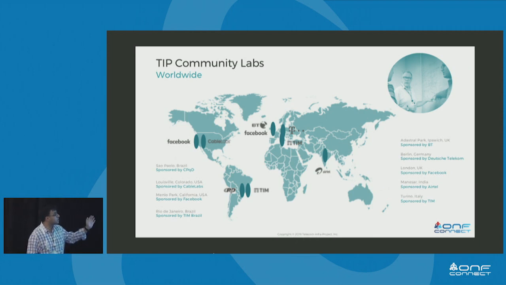In terms of the community labs themselves, I used the term diverse and global before, but this is a slide that really explains what I mean by that. We have labs that started in North America. So we had a lab that was started by Facebook in Menlo Park. CableLabs has a lab facility that they've established in Colorado. In the Latin America region, we have CPQD and TIM Brazil having TIP community labs. If you look at Europe, clearly Deutsche Telekom is a key partner. We had British Telecom set up labs. We had TIM Italy set up a lab. And then if you look at the Asia Pacific region, we had Airtel set up a lab.